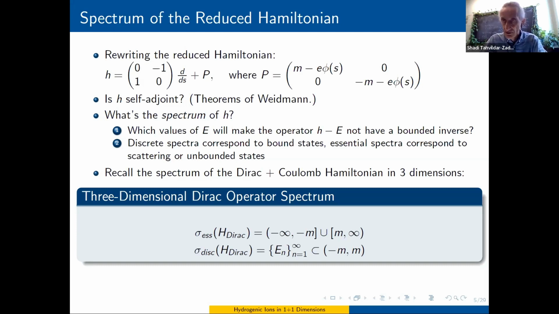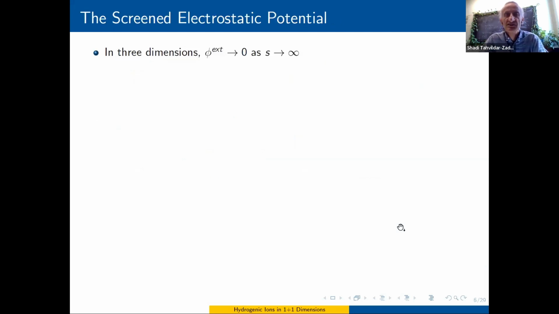And as we are going to see, the situation in 1D is somewhat similar, but it's not exactly this. So there will be some important differences. But now, already something in 1D which is problematic is that in 3 dimensions, the electrostatic potential from the nucleus is the usual Coulomb potential that everybody is familiar with, constant over |x|, and therefore it goes to 0 as the spatial variable goes to infinity.